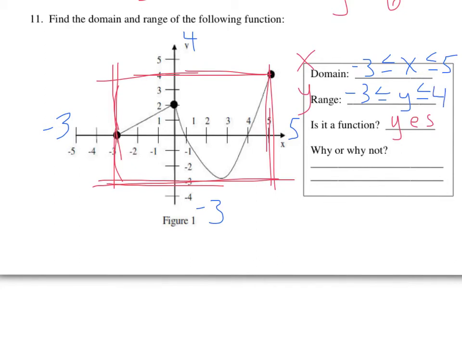Okay, one of the questions that we normally get is, when do I use that equal sign? You always use the equal sign unless you see an open circle. So an open circle, no equal sign. That's the only time. So if you see closed circles or no circles at all, we always use the equal sign. The only time you won't is if you see an open circle.